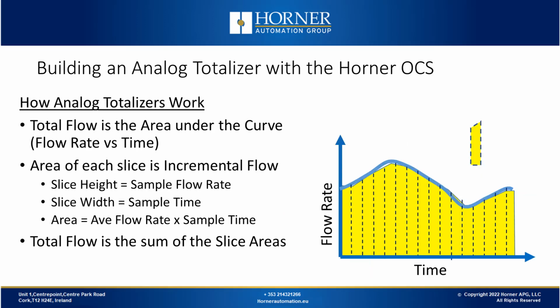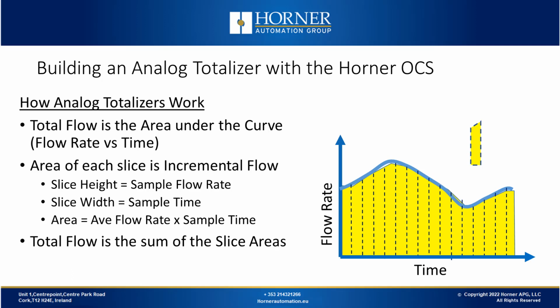Now we look at how analog totalizers work. On this chart, we can see the flow rate graphed on the y-axis and time on the x-axis. The blue curved line indicates the flow, so it's flow rate versus time. The job of the analog totalizer is to calculate the area under the curved line, which then gives us the total flow. The easiest way to do that is to take periodic analog samples, which are flow rate samples, and create a slice that we can calculate the area of, and to get the total area under the curve, we take the area of each individual slice and sum them up. And that's the total flow.